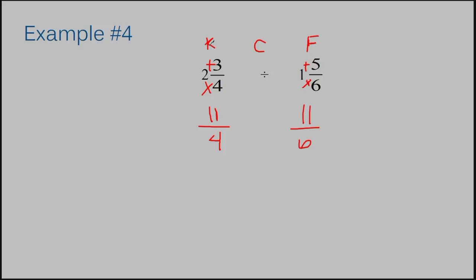Now what we need to do is keep it, change it, flip it. Keep it means keep this fraction the same, 11 over 4. Change means change the sign to multiplication instead of division. And flip means make your last number the reciprocal of itself. The reciprocal means you switch the position of your numerator and denominator. That means instead of 11 over 6, I'm going to have 6 over 11.